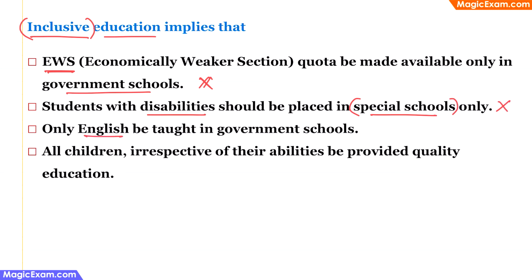Next, only English should be taught in government schools. Now this is also an incorrect statement, because as mentioned in the National Curriculum Framework, teaching children in the mother tongue is very, very important, and children learn a lot better if the initial education is in the mother tongue. And English should also be part of the curriculum. Therefore, only English should be taught in government schools is incorrect. And the last one says all children, irrespective of their abilities, should be provided quality education. This is a correct statement, because all children, irrespective of their abilities or background, should have access to quality education. So this is the correct answer.